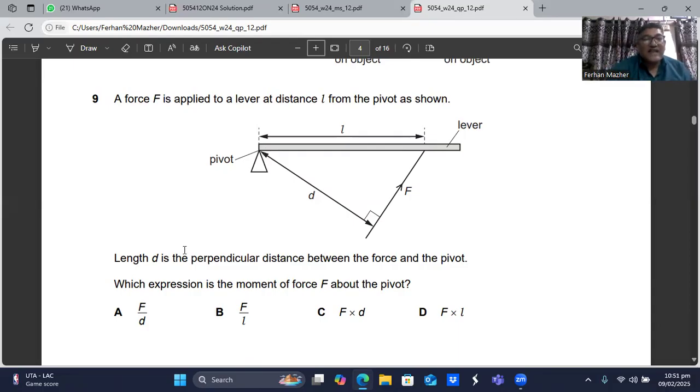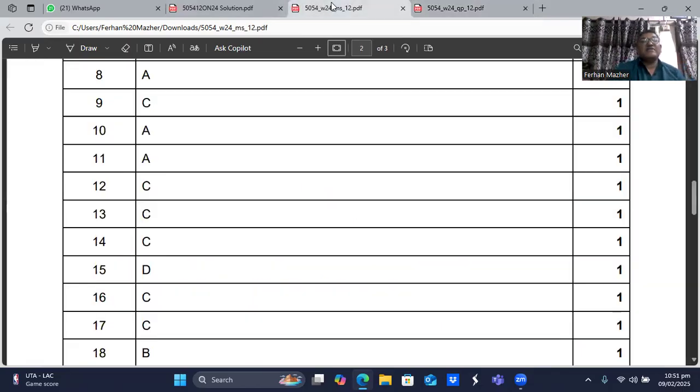Their question is: the length D is the perpendicular distance between the force and the pivot. Which expression is the moment of the force F about the pivot? The moment of the force is the product of the force and the perpendicular distance between the line of action of the force and the pivot. So it must be D. This is that perpendicular distance between the pivot and the line of action of the force. So the moment of the force will be F multiplied by D. So I think C is the choice, sir. Question number 9, C is the right choice, and it is the answer, sir.